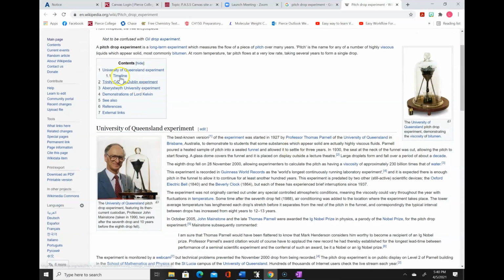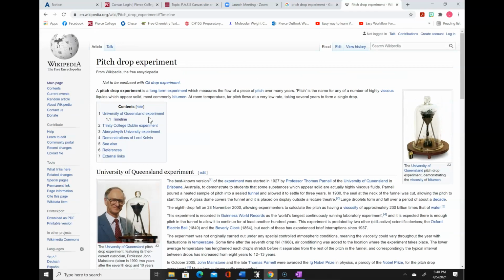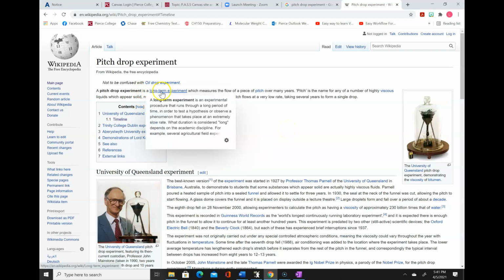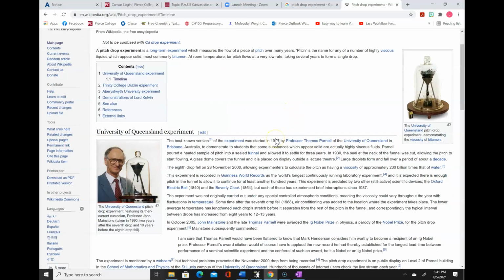Let me have a look. Here's the timeline. It looks like it's slowing down, and it takes around 8 to 13 years for one of these drops to fall, right? And this has been going since 1927. So they've been running this experiment for quite some time. It just says that it's a long-term experiment, but I thought it was the world's longest experiment. Maybe it's not the world's longest experiment.